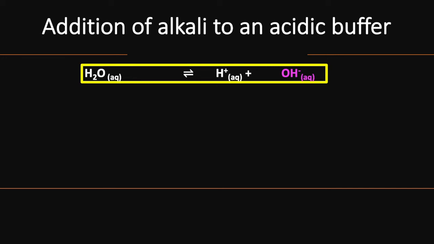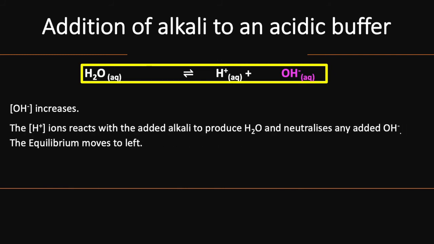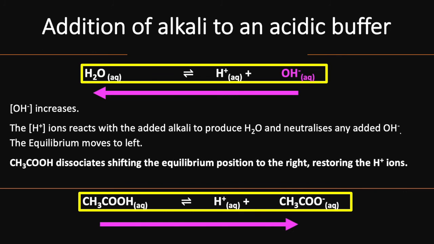So we can now look at the effects of adding alkali to our acidic buffer. Obviously our concentration of OH- will increase. Our H+ ions will react with that added hydroxide to produce water, which neutralizes those additional OH-, and our equilibrium will move to the left. This causes our ethanoic acid to dissociate, and that equilibrium will shift to the right to restore the H+ ions, and hence the pH of the buffer.